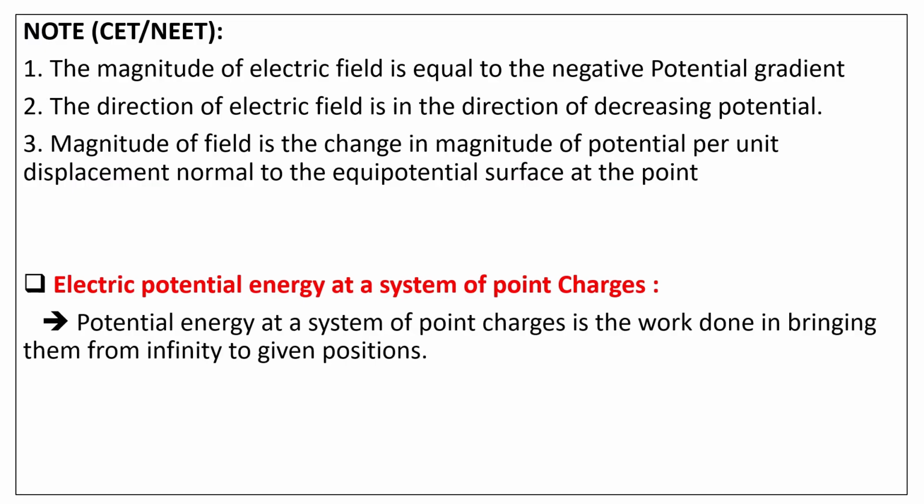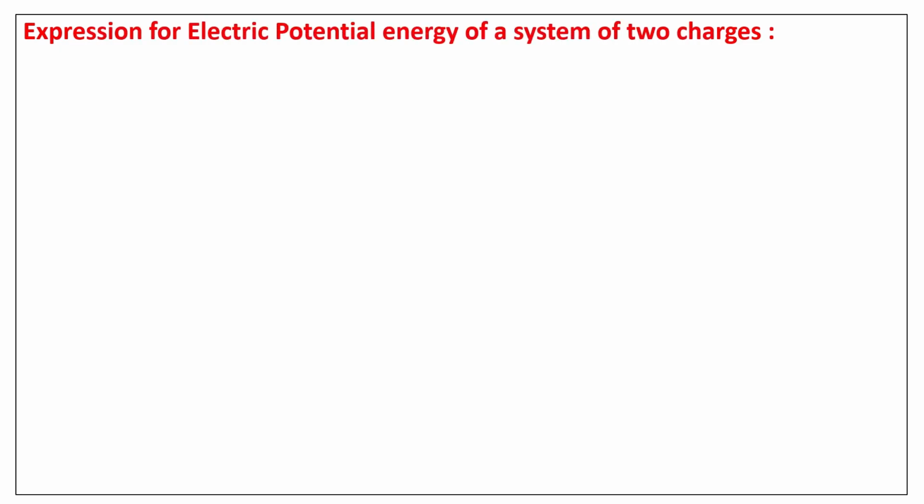Next, electric potential energy of a system of point charges. Potential energy of a system of point charges is the work done in bringing them from infinity to given positions. Next, expression for electric potential energy of a system of two charges.